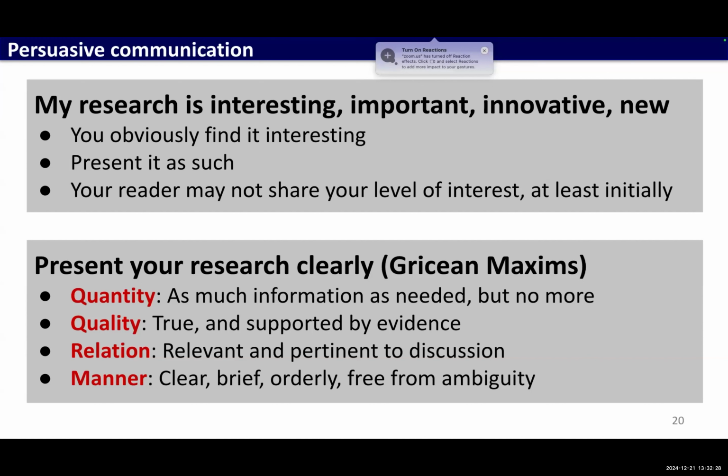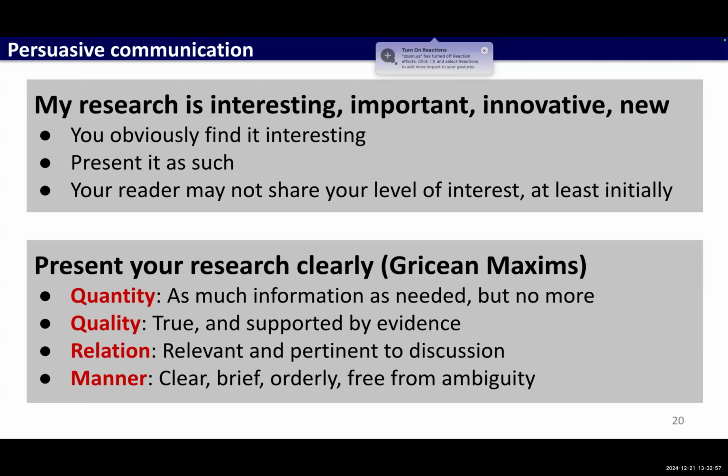I don't know if you've ever encountered Grace. If you do pragmatics or conversation analysis, you would have encountered the Gracian maxims. I forgot exactly when Grace lived, but long ago. And he talked about how effective communication is structured. What are the properties of effective communication? And he identified these 4 maxims or guidelines known as the Gracian maxims.